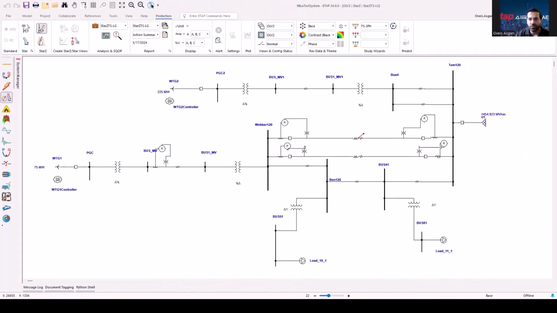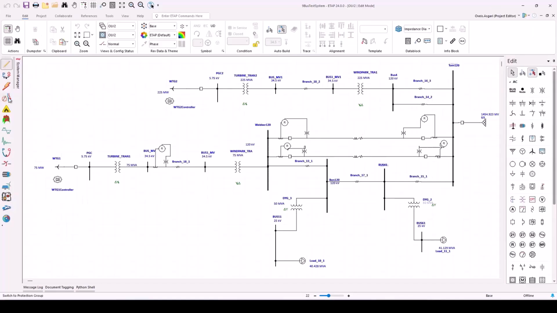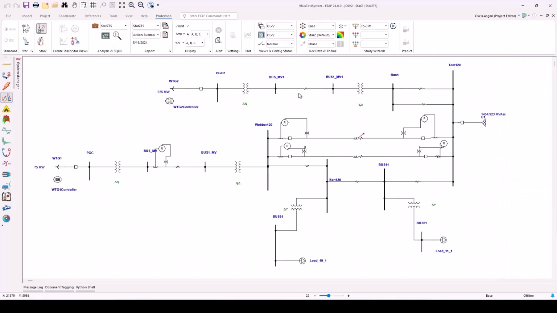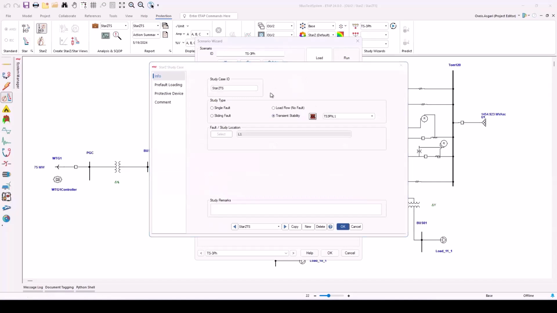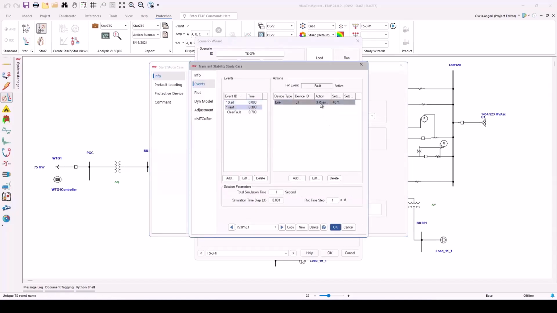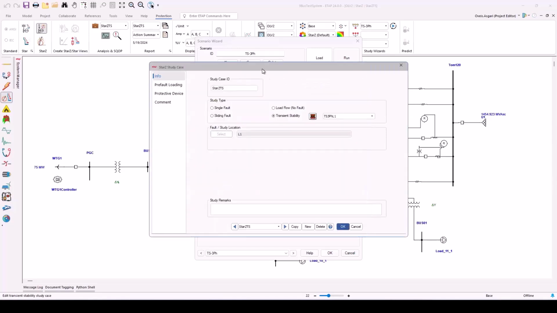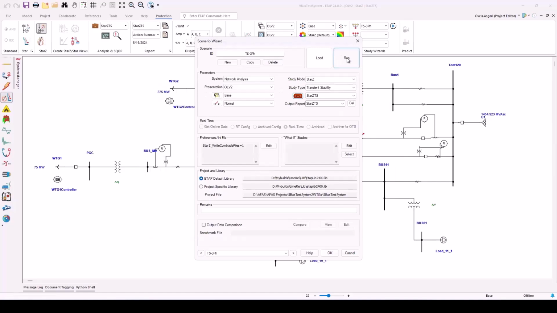Now let's move to the ETAP digital twin model, where I have a 9-bus system set up, including two IBRs, WTG1 and WTG2, with their short circuit and controller settings already configured. So let me first go to the StarZ module and go to the scenario wizard, where I have a StarZ TS case study already set up. This case study includes a 3-phase fault at 40% of line 1. So let me go ahead and simulate this fault to generate disturbance records.